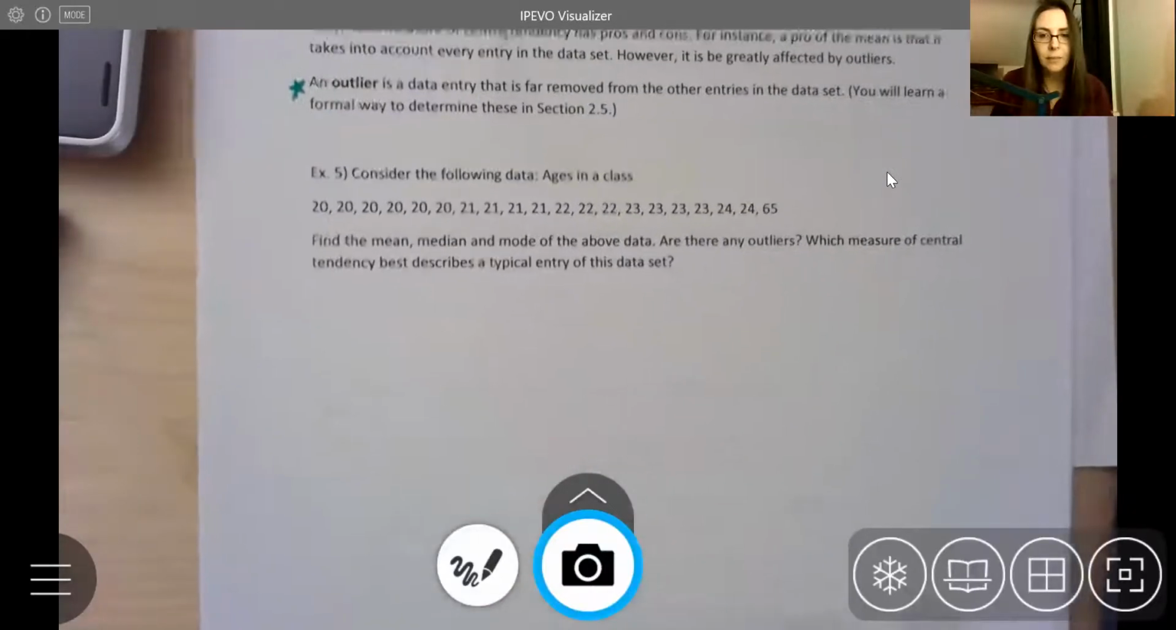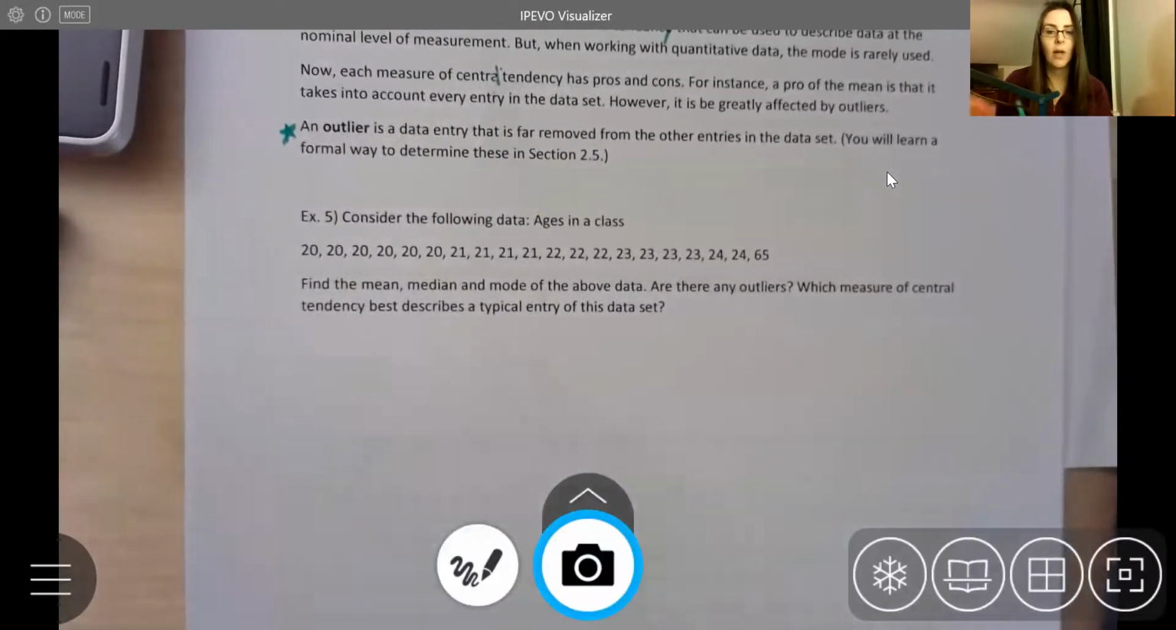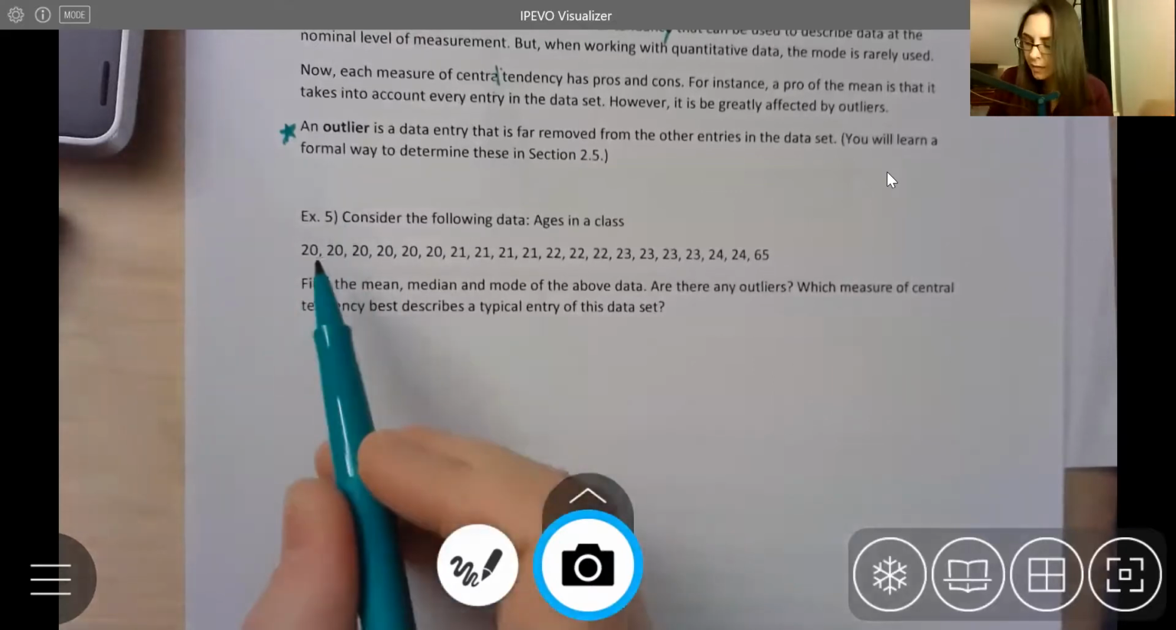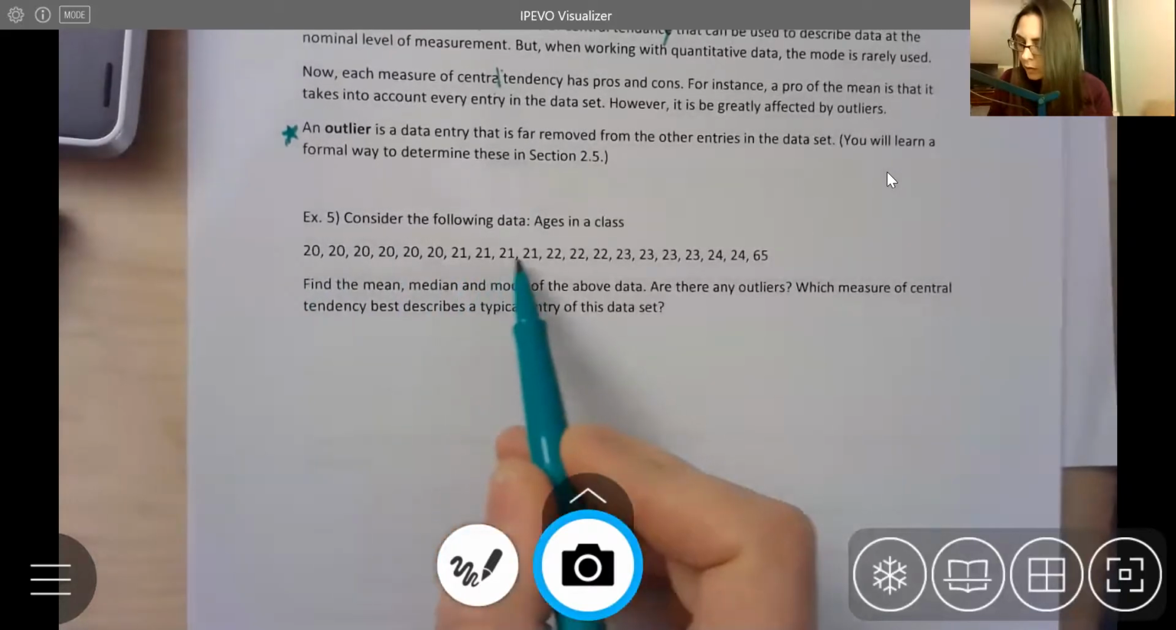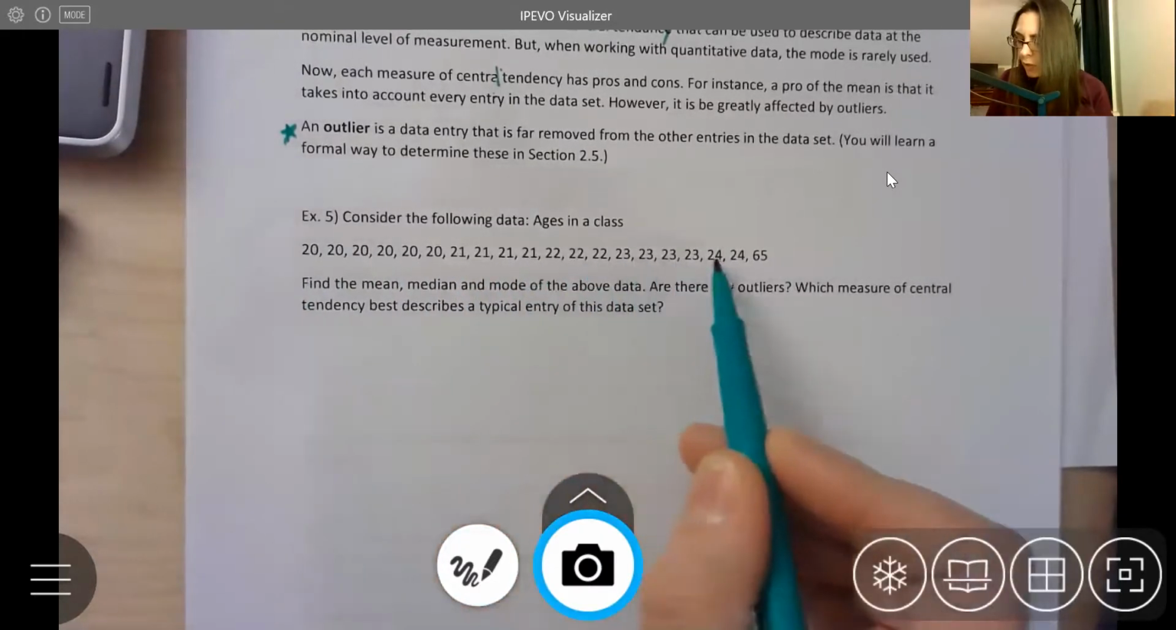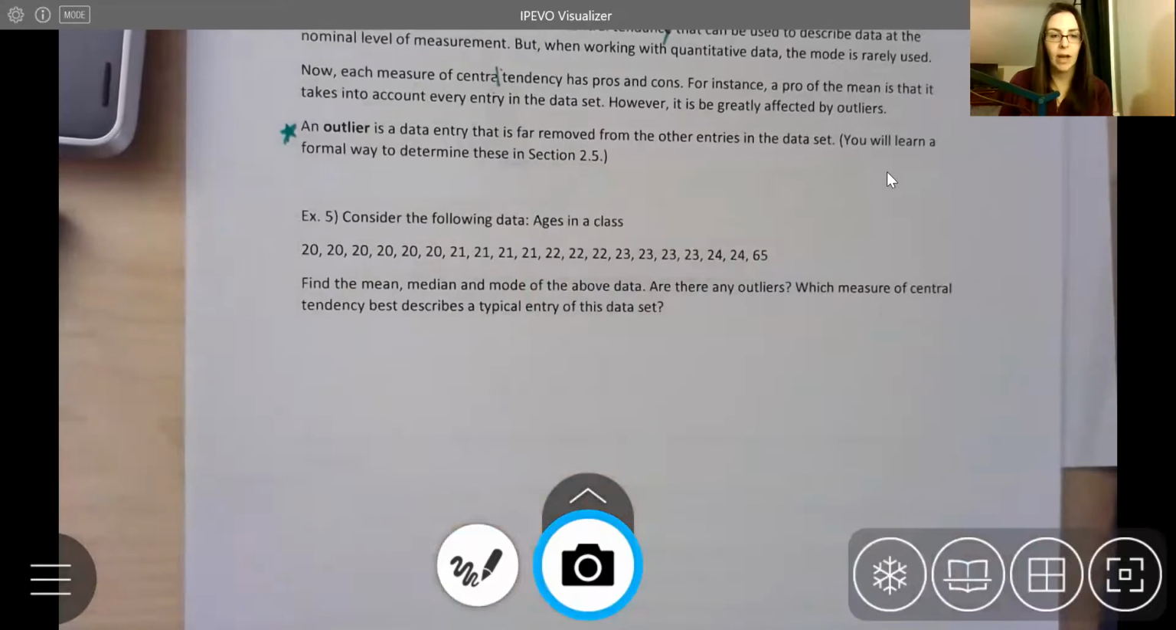Let's look at another example. Consider the following data, ages in a class. So we have some 20-year-old students, some 21-year-old students, 22, 23, 24, and then one student who's 65. We're going to find the mean, median, and mode of the above data, and we're going to consider if there are any outliers. And then maybe which measure of central tendency best describes a typical entry for this data set.